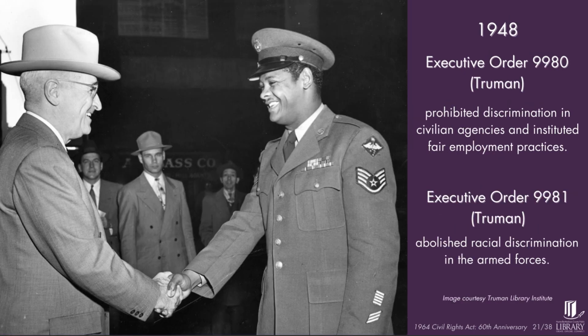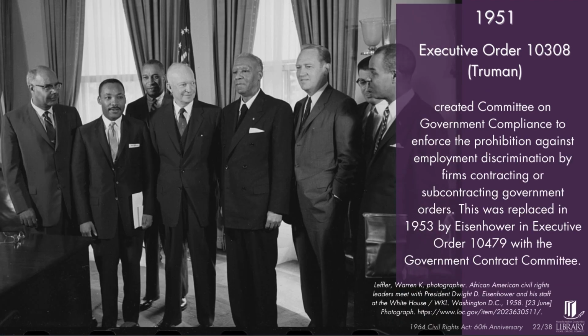Executive Orders 9980 and 9981 prohibited discrimination in civilian agencies, instituted fair employment practices, and abolished racial discrimination in the armed forces. Executive Order 10308 created the Committee on Government Compliance to enforce the prohibition against employment discrimination in firms contracting or subcontracting government orders.